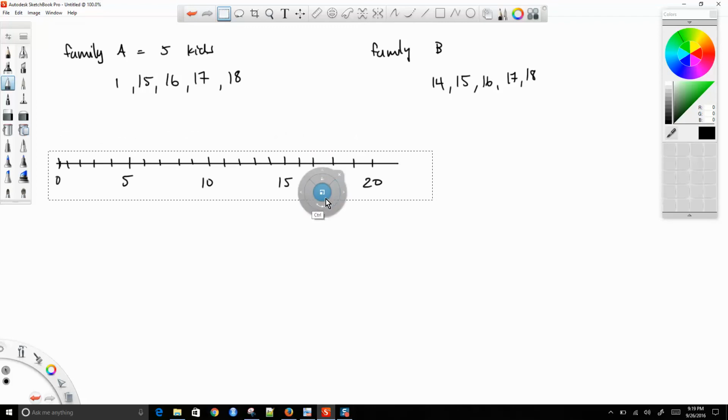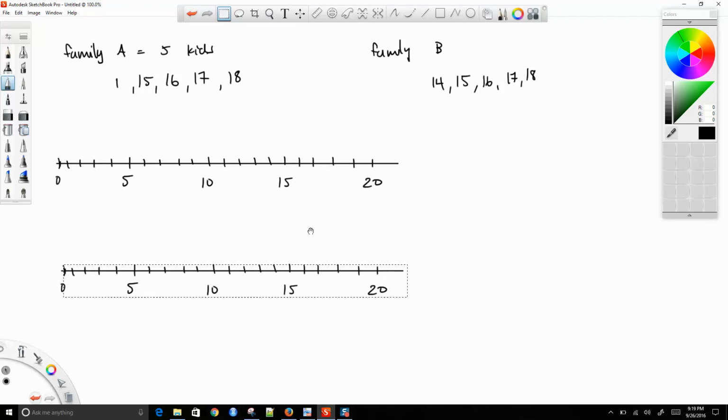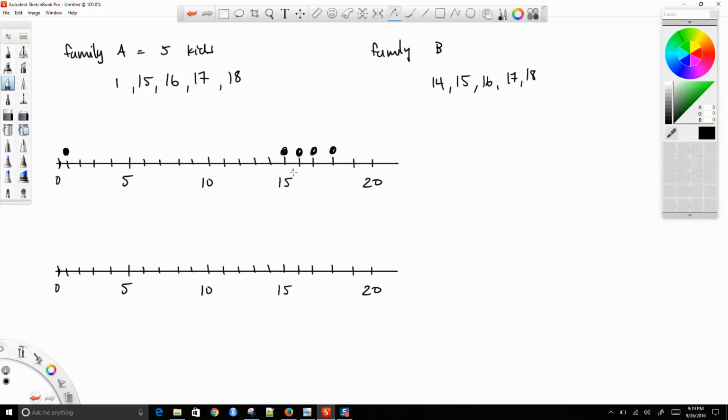So here we're going to create a dot plot for family A and a dot plot for family B, okay? Okay, so dot plot for family A, I'm going to put a dot here at 1, a dot at 15, 16, 17, and 18, okay? And we can see this would be very loosely, but we would say this would be left skewed, right? Okay, because we got one extreme on the low end but not on the high end. Okay, and over here we've got 14, 15, 16, 17, and 18. So this is family A, family B.